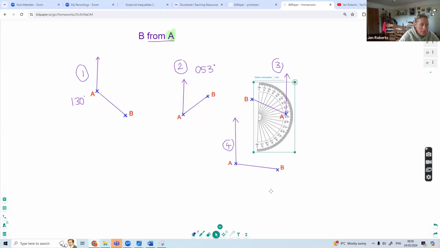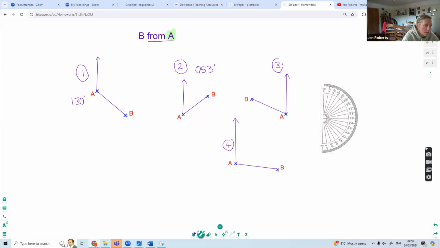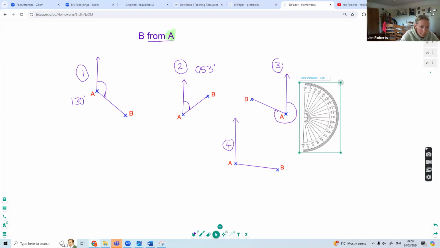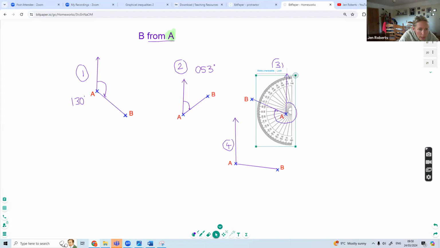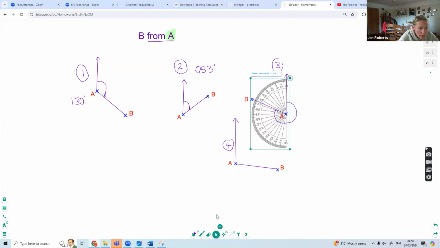Now these ones, we're going clockwise. So those are the angles we're looking for here. Don't forget for these, we go clockwise. We're going all the way around, aren't we? Just for this one, we need our inside measurement, which in this case is 65. 360 take away 65 gives us 295 as our bearing.